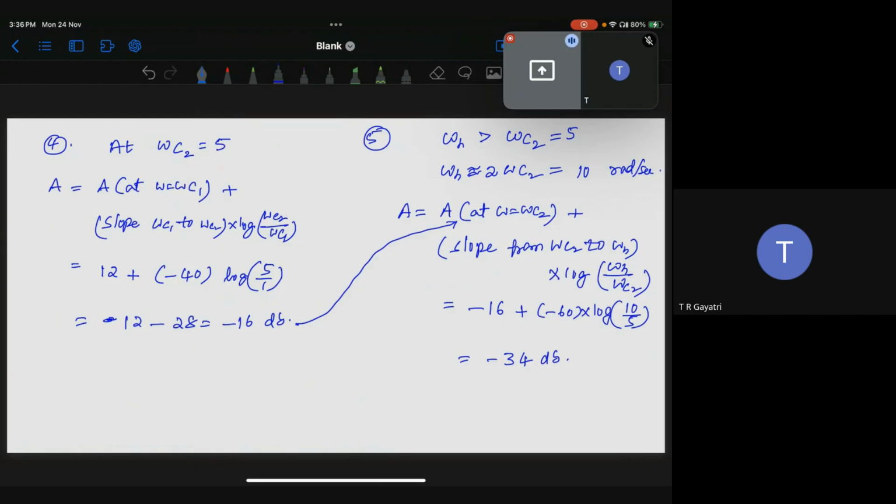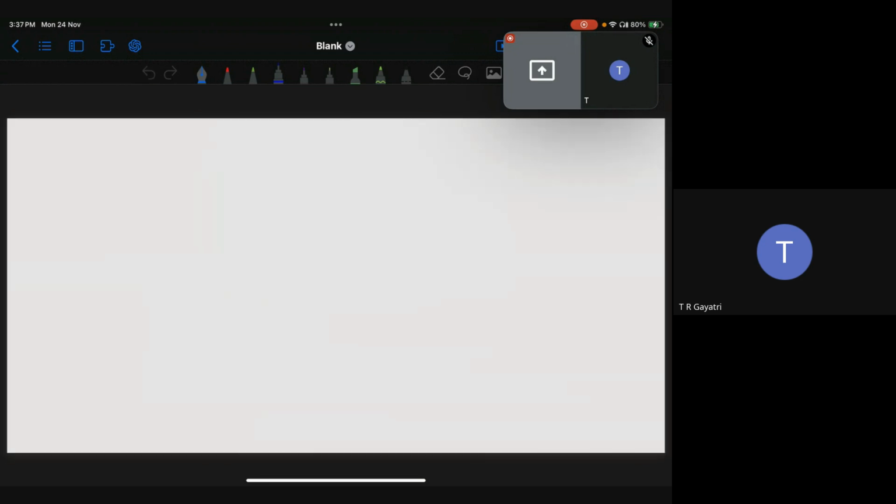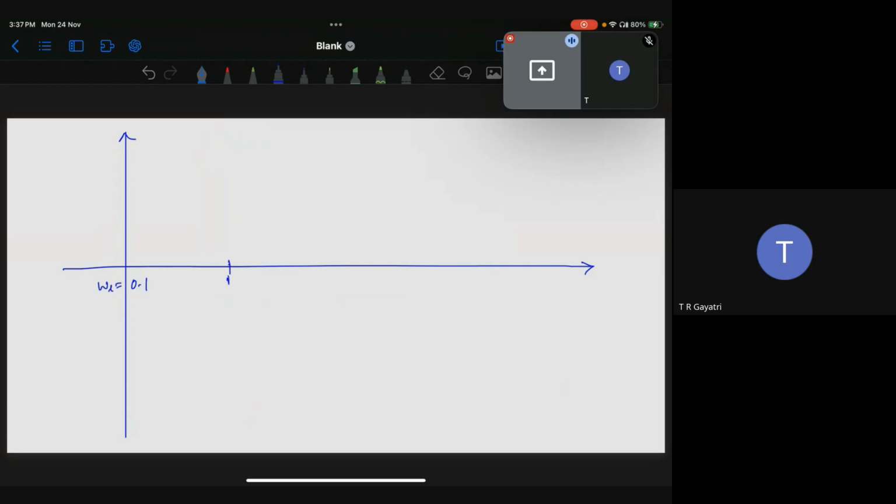Okay, so now let's plot this. Omega L is 0.1 and omega C1 is 1. Then omega C2 is 5. Then omega H is 10.